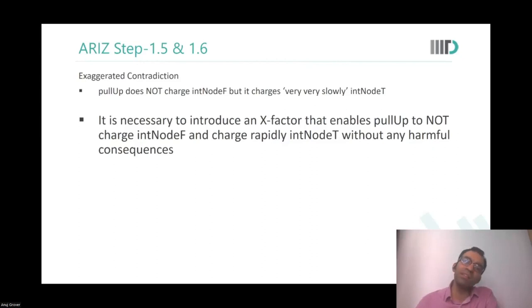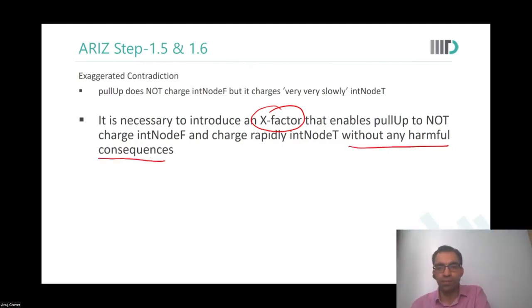And then we bring in this X factor. This X factor is something which we do not know. We do not know the answer yet, but we say it is necessary to introduce an X factor that enables pull-up to not charge int node F and charge rapidly int node T without any harmful consequences. Now, this "without any harmful consequences" is also a very important phrase.